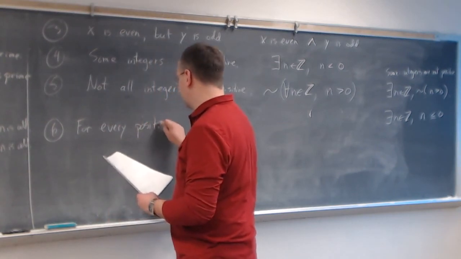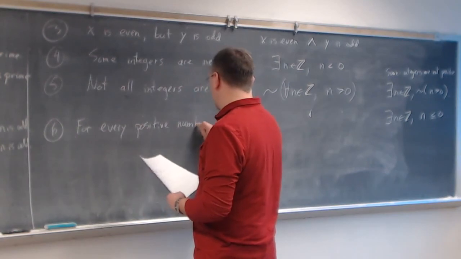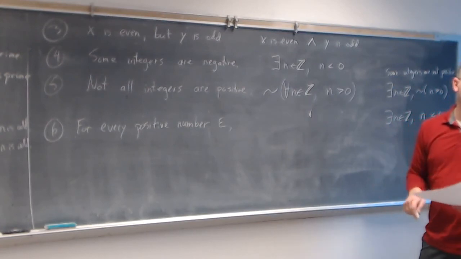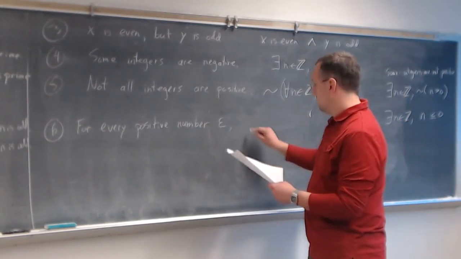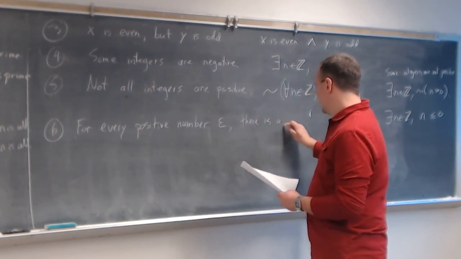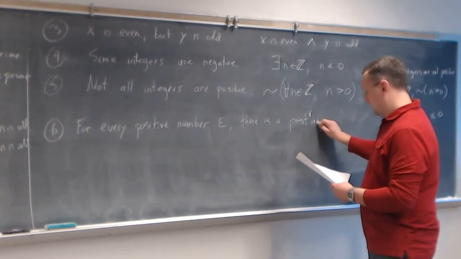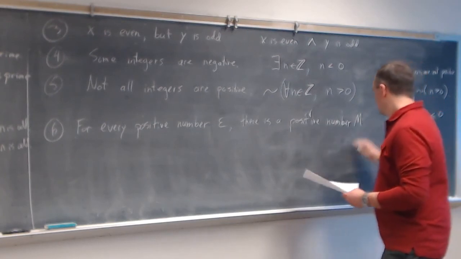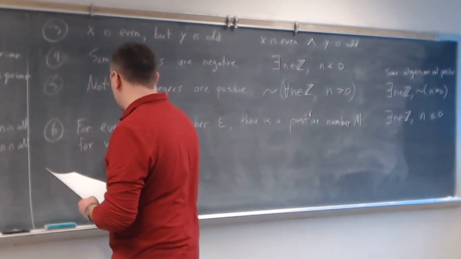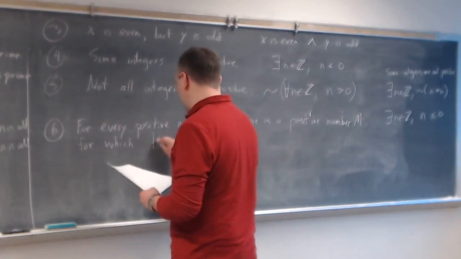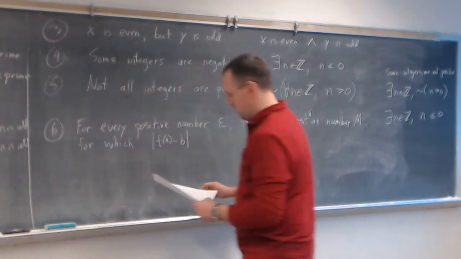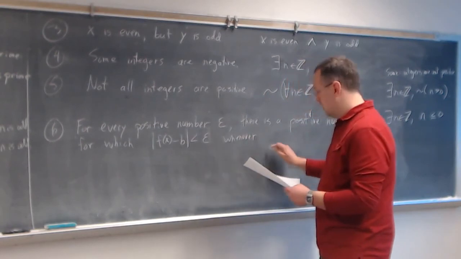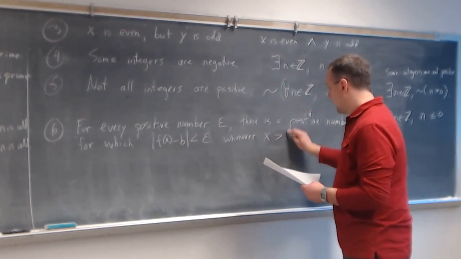For every positive number epsilon, that looks like a backwards 3, but it's the Greek letter epsilon. So for every positive number epsilon, there is a positive number capital M for which the absolute value of f of x minus b is less than epsilon whenever x is greater than M.